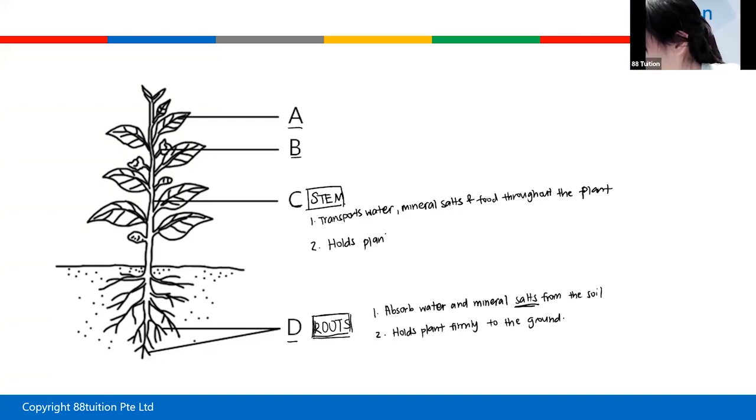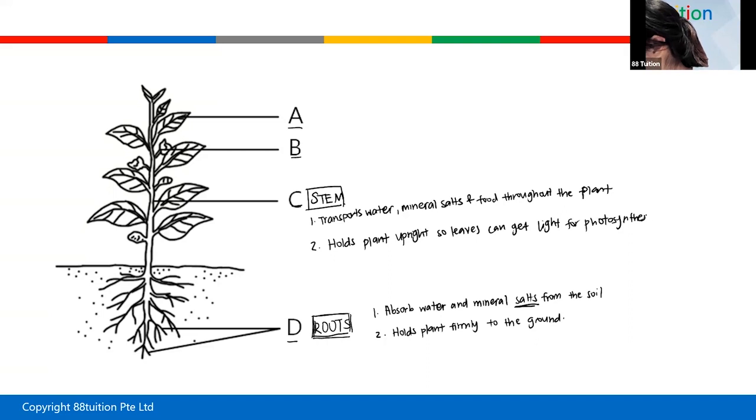Why do I need to hold the plant upright? Then it can get sunlight. So the leaves can get sunlight. Very good. So leaves can get light for photosynthesis.